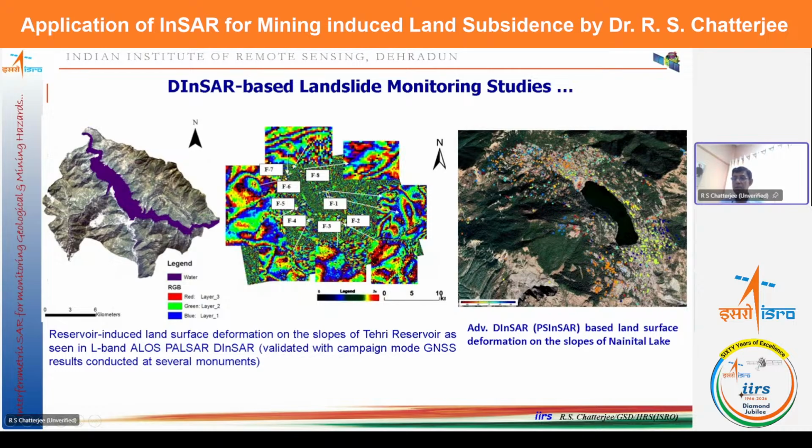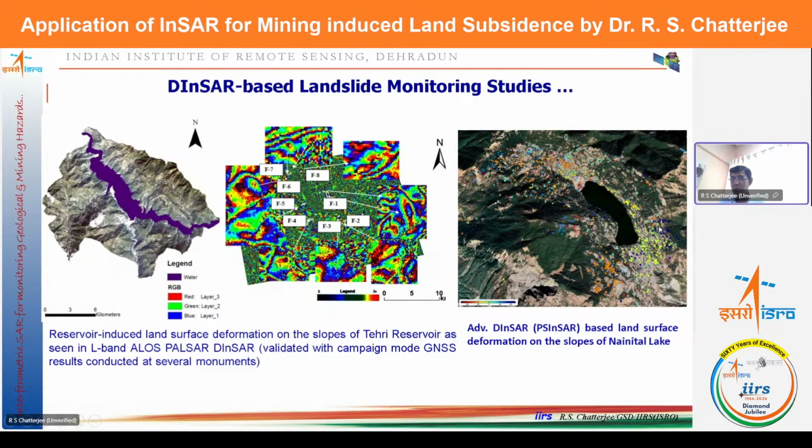But here, it depends on the direction of the slope of the terrain with respect to your satellite azimuth and the node, like ascending and descending. Sometimes what is happening, you are getting this distance increasing if the slope is opposite.